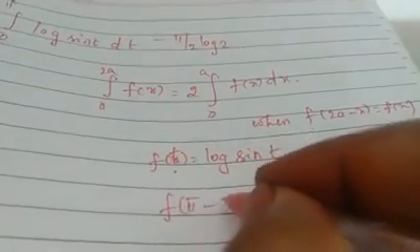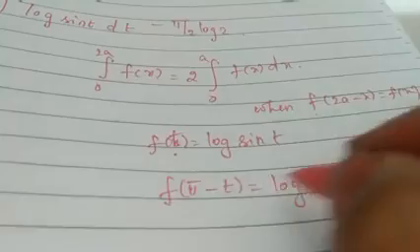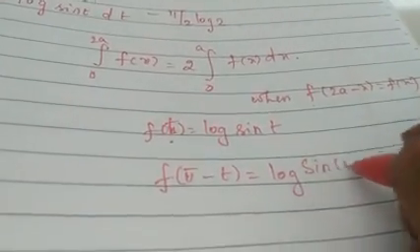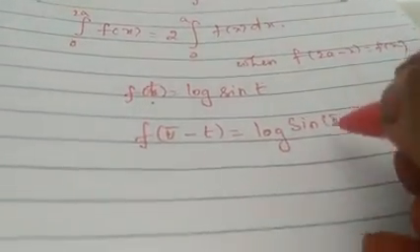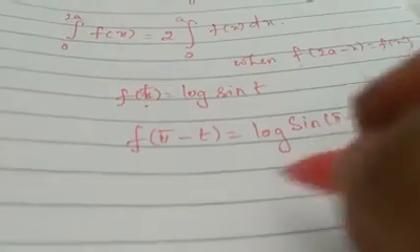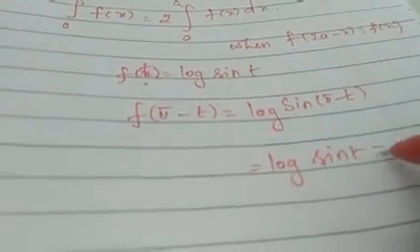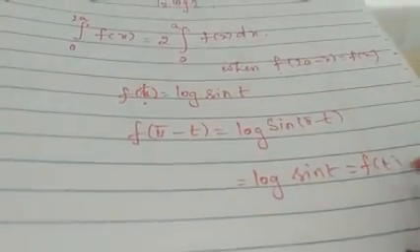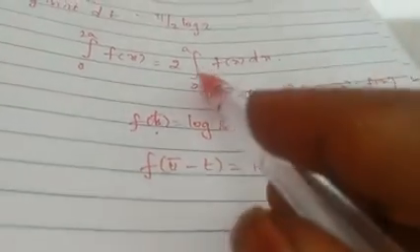Therefore, pi minus t equal to, in the place of t, what we are going to substitute? Pi minus t. Therefore, log of sine of pi minus t. Sine of pi minus t lies in the second quadrant. So, it is a multiple of pi, same trigonometric ratio. So, you will be writing log of sine t. That is nothing but f of t. Therefore, if f of 2a minus x is equal to f of x, then you can write it as this.